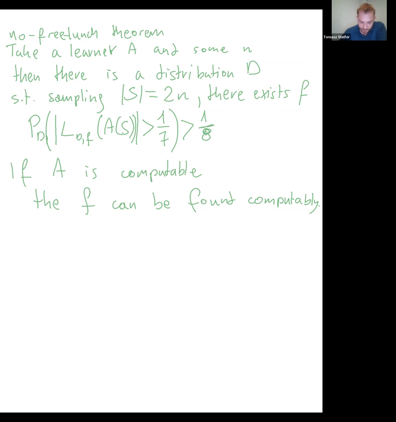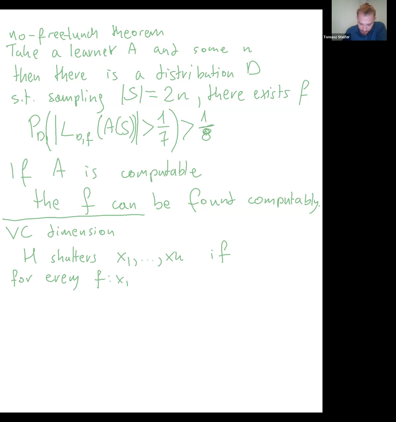So in the classical setting, we have this VC dimension, and I will say that the class of hypotheses H shatters points x1 to xk if for every function F which takes these points and labels them with 0, 1, there is h in H that agrees with F. So this was mentioned already a few minutes ago.